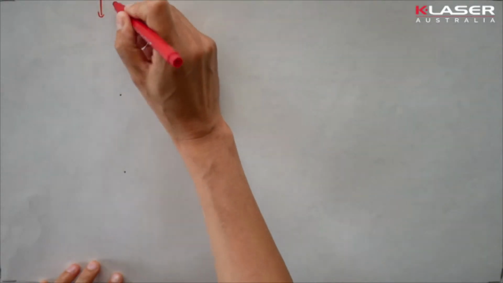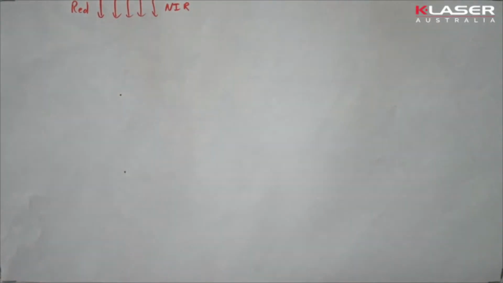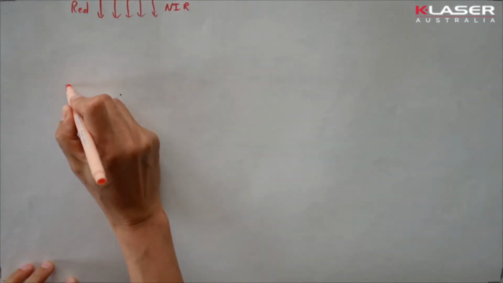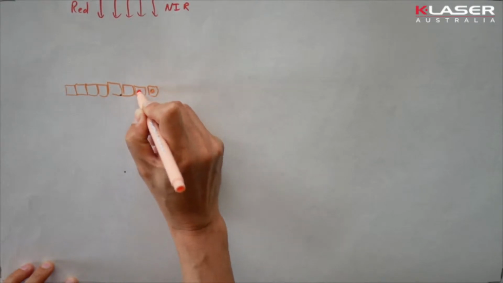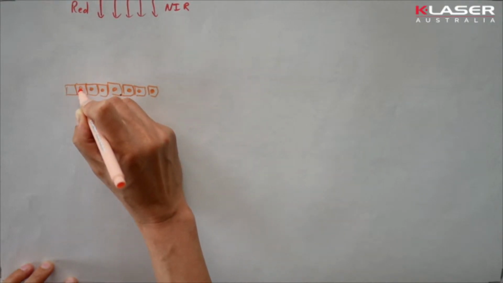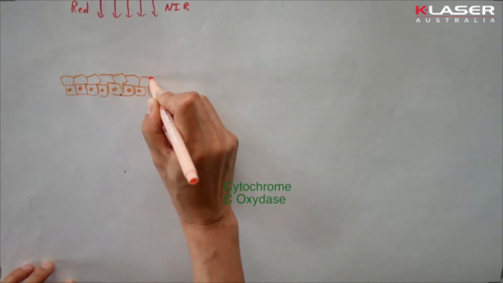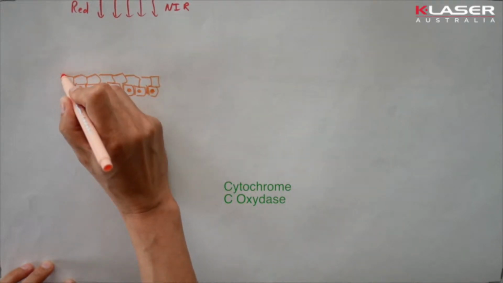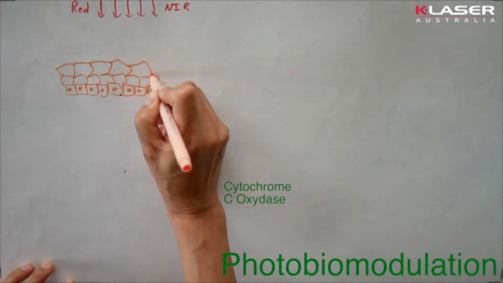The 4 wavelengths of K-laser and their application. Wavelengths are absorbed by chromophores and at different levels of depth in the body. The chromophore cytochrome C oxidase is present in almost every cell in mitochondria. This chromophore is responsible for photobiomodulation with increase of ATP production.